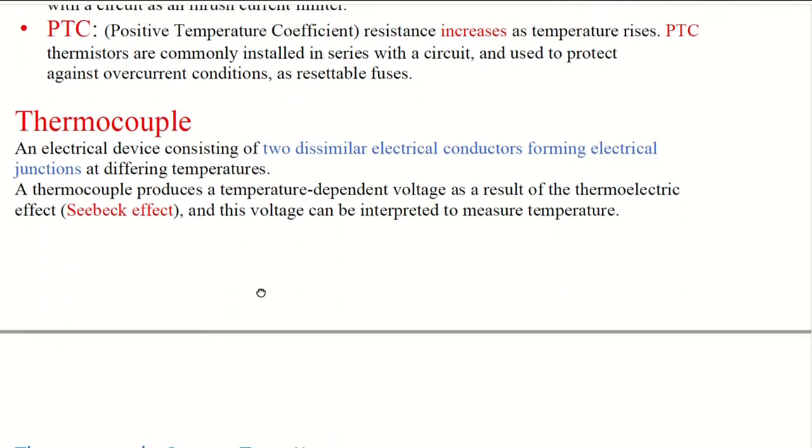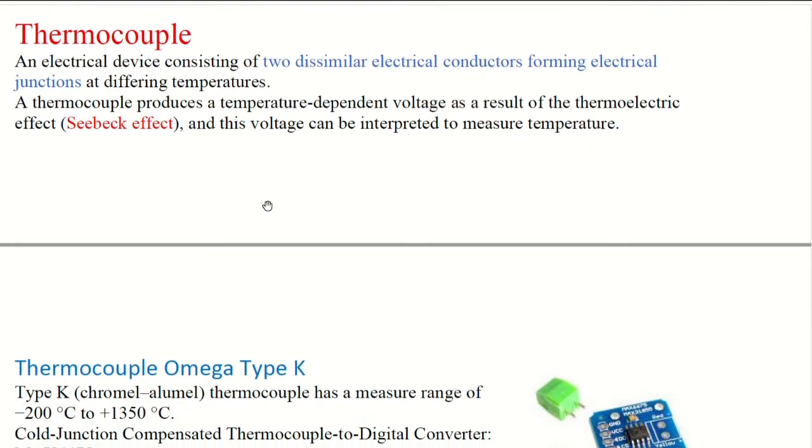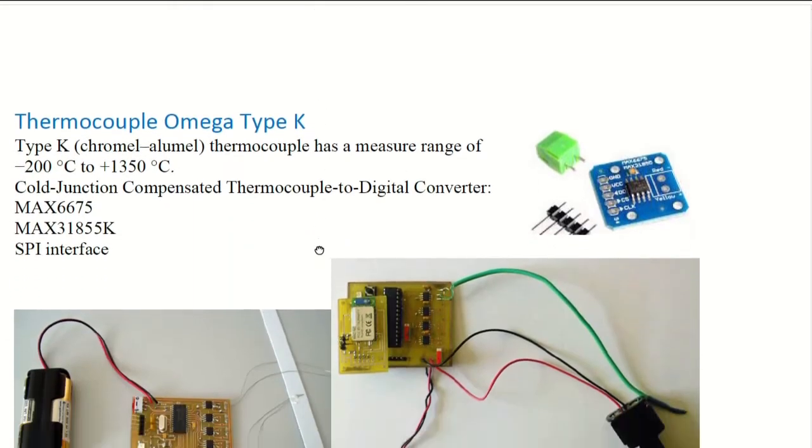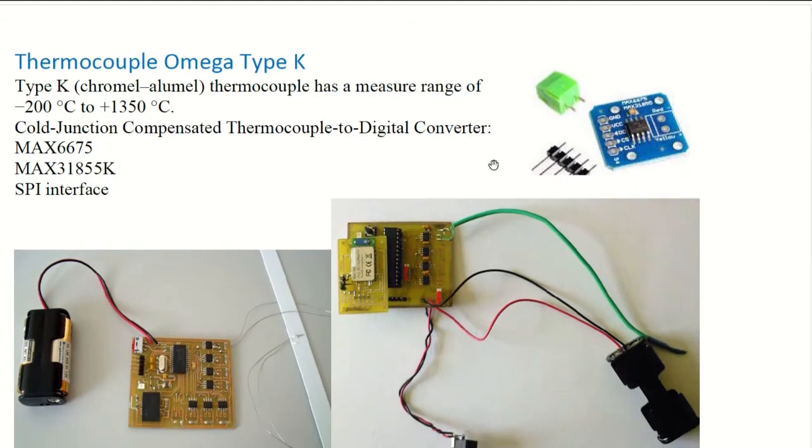Another system is the thermocouple. The thermocouple is a junction between two dissimilar electrical conductors, and based on the Seebeck effect, it will produce a voltage, and this voltage depends on the temperature of this hot junction. The problem is that this voltage is very low, so we need to amplify it, and we use a system here for this.